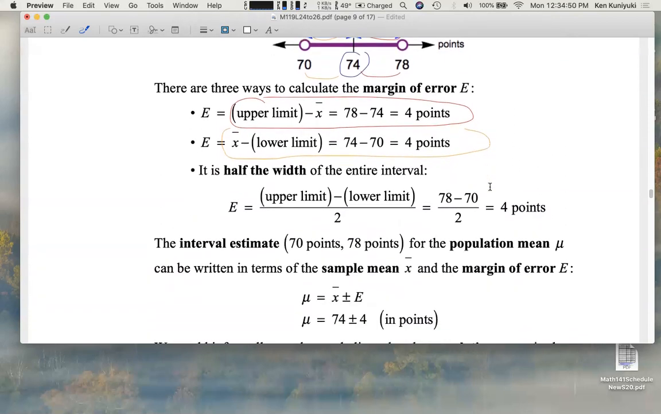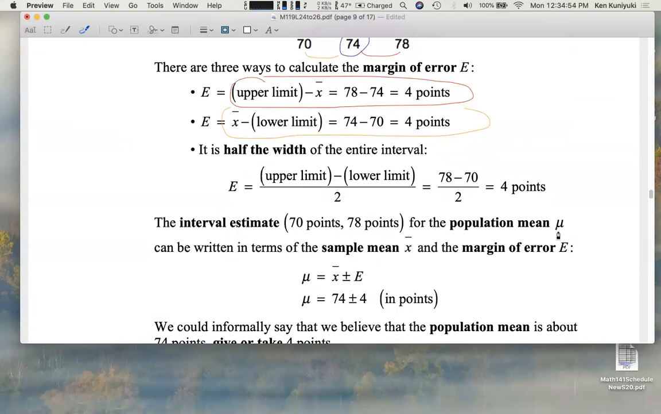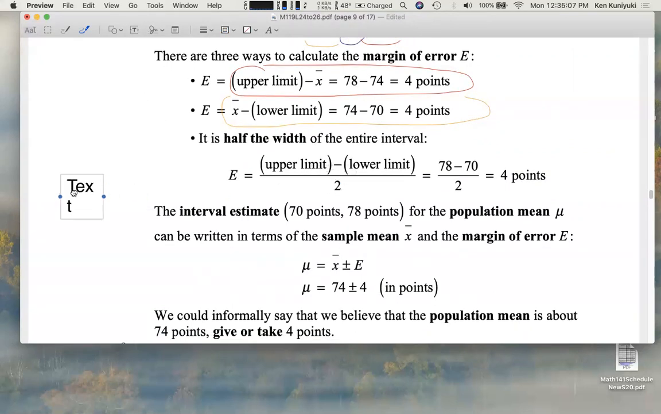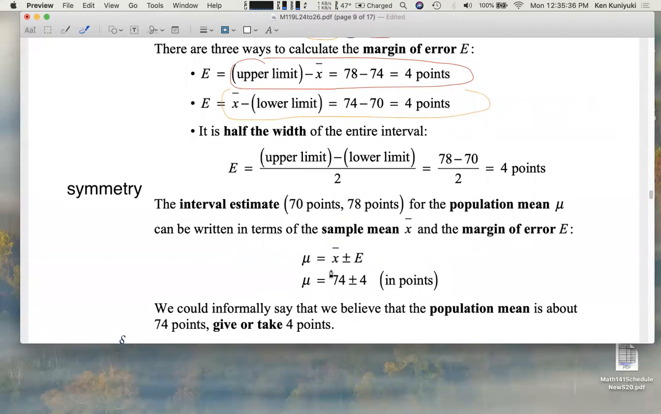Now, the interval estimate here that we have for this population mean mu, this mean test score for the class overall, which we don't know yet, can be written in terms of the sample mean, the point estimate, and the margin of error E. And this is because we have symmetry. So when we're doing interval estimates for mu or p, where we have symmetry, we can use that to more accessibly represent the confidence interval, in order for it to make more sense. So we're saying here that the population mean is basically the sample mean, give or take the margin of error. Informally, it's 74 points, the sample mean, give or take 4 points. So realistically, the population mean could be as low as 70 points or as high as 78 points. It could be anything in between.